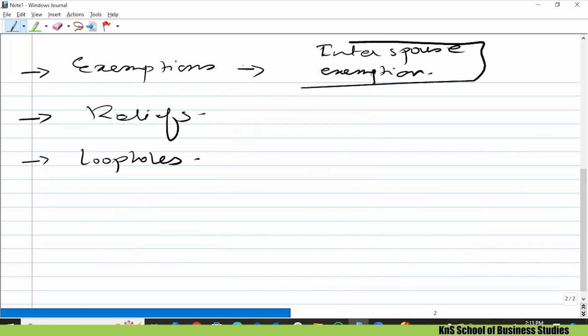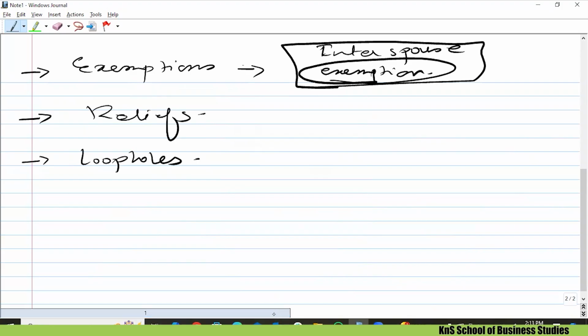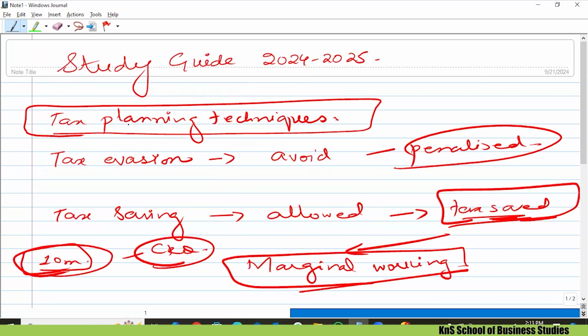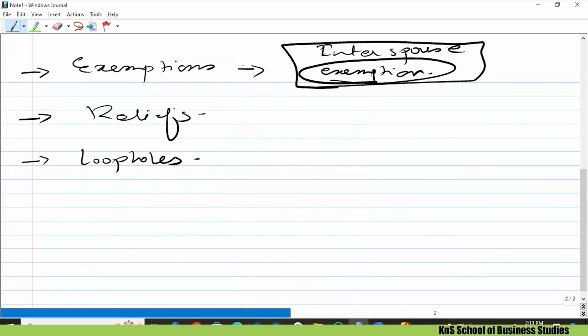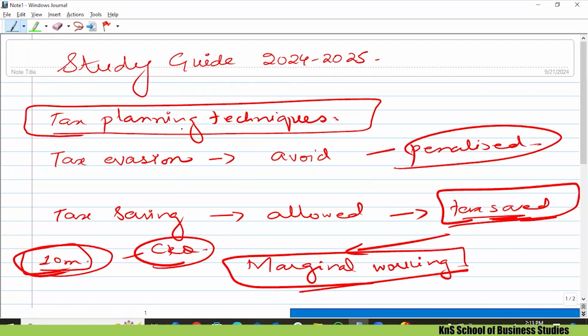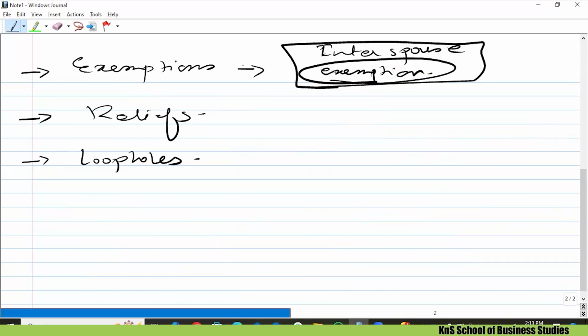The inter-spouse exemption. When you are giving something to your spouse, it is exempt from tax. You're not going to pay the tax. So in my tax planning technique, can I use this technique to save my tax? Yes, you can use it. You can transfer the amount of your wealth, or certain assets, so you can claim this exemption and save your tax.